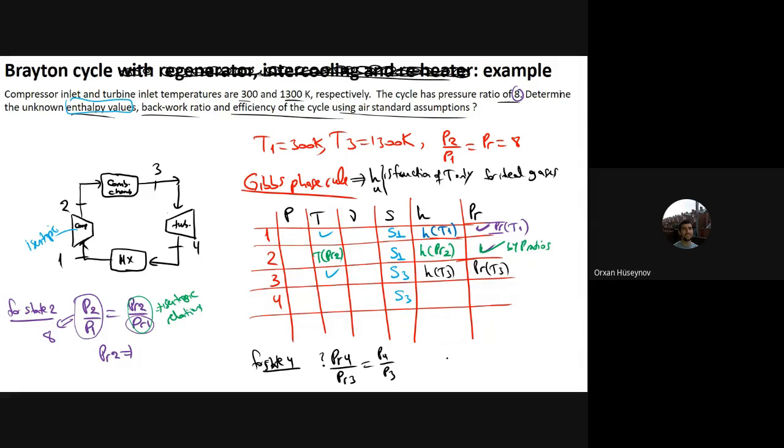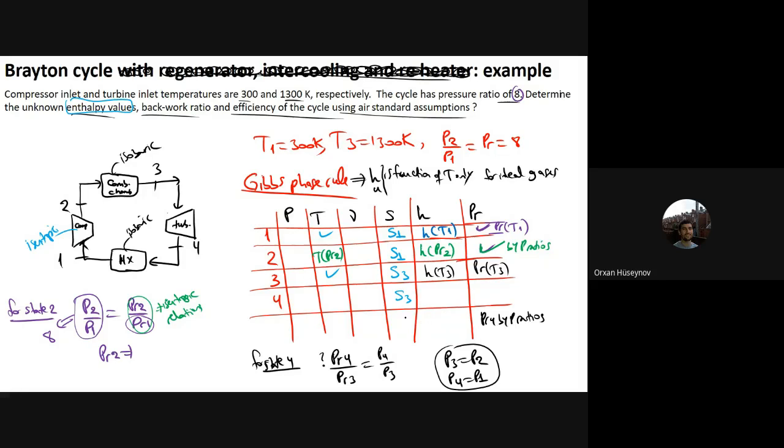P3 is the same as P2 because it is isobaric. This one is isobaric because it is a heat exchanger. And this one is also a heat exchanger, isobaric. And the P3 is the same as P2, and you also have that P4 is the same as P1. And from here, you can see that these two property ratios are also known because the P2 and P1 ratio is known. Therefore, I can find this value here, and from that one, I can work out this PR4 value. So PR4 here can be found by pressure ratios.